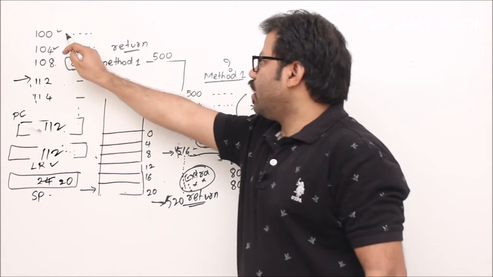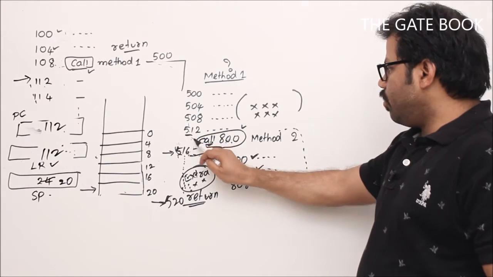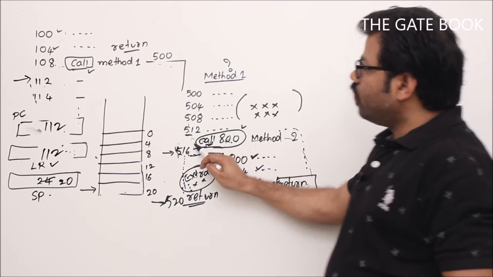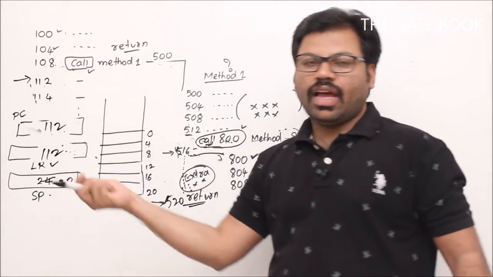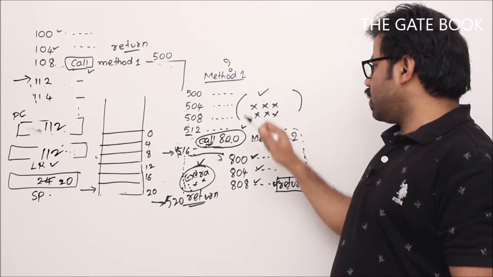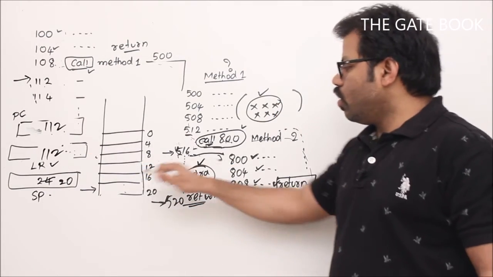You see, we started here, first 100, 104, 108. Because of the call, we went here. Then because of this call, we went here. Then we came back. Did you remember? After that, we should go back to 112. So that will happen, right? In that way, we have to add extra functionality here. This is for pushing the link register into the stack. This is for popping the link register.